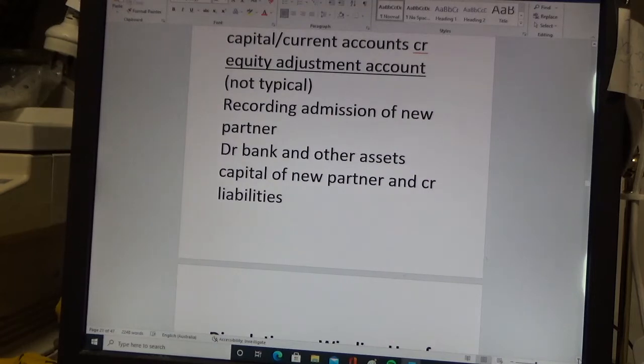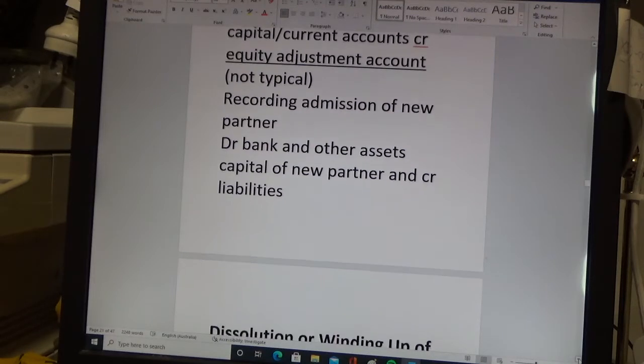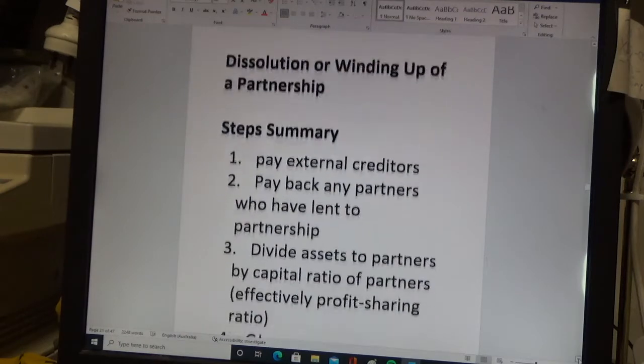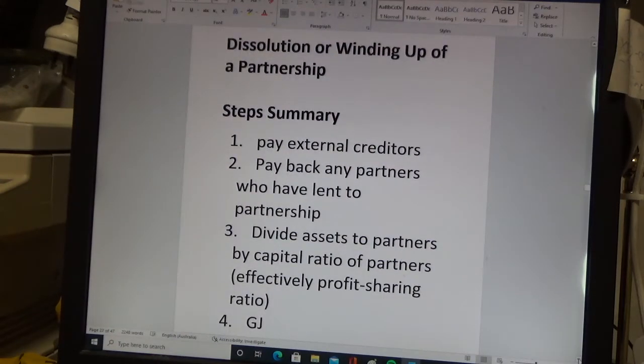Recording admission of new partner: debit the bank and all the other assets he or she brings, plus they will bring liabilities to the partnership too. Okay, so that's all the steps of the new partner. I've got whiteboard content which I'll do for our new partners before we go on to dissolution.